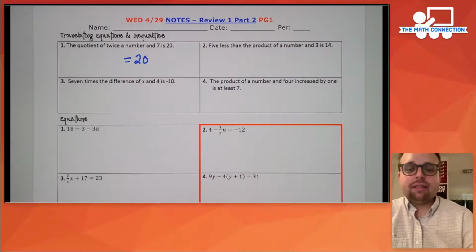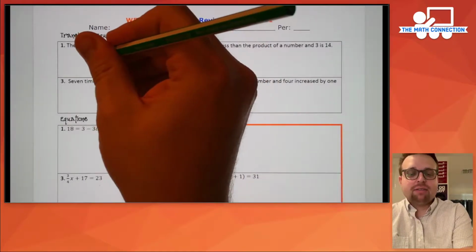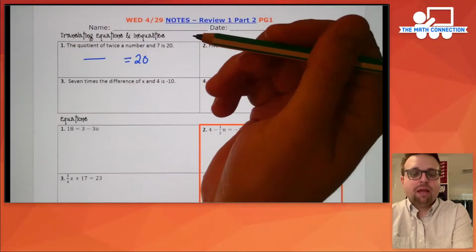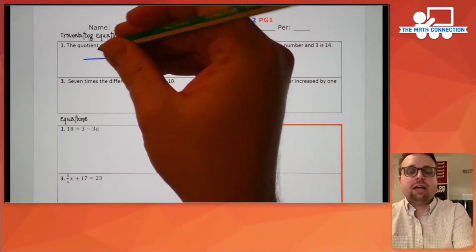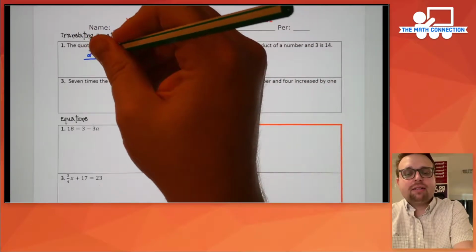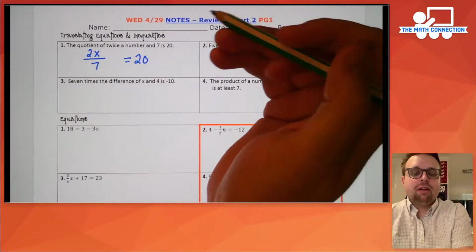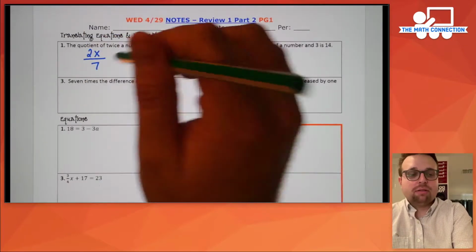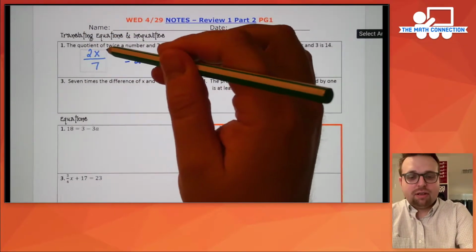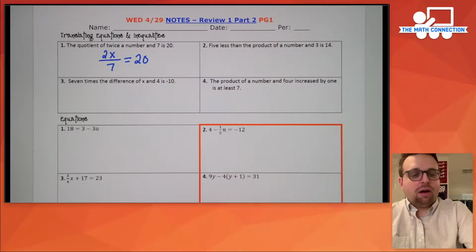The other side says the quotient. Well, quotient should be a keyword for you that you have to divide. So let's do a division. And it says the quotient of twice a number and 7. So that means that you're dividing twice a number. So 2 times a number, you're dividing by 7. And that's all going to equal 20. And I wrote that really far apart, so let me see if I can just move this over a little. Yep, there we go. Okay, so let's move on and do 2, 3, and 4.